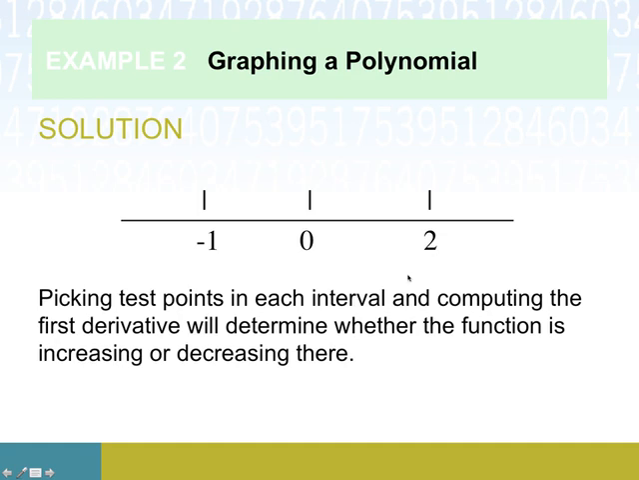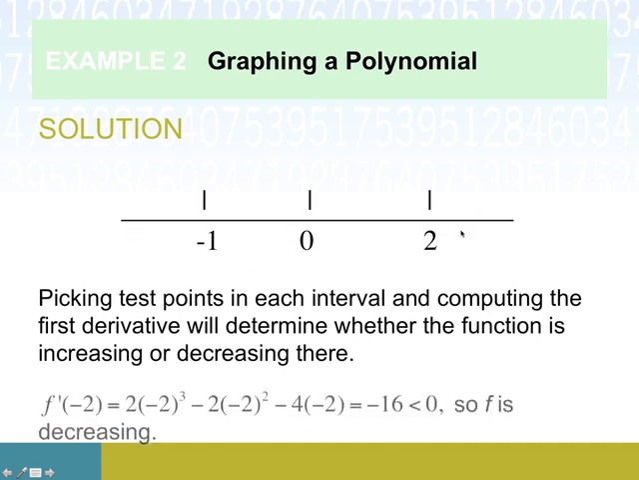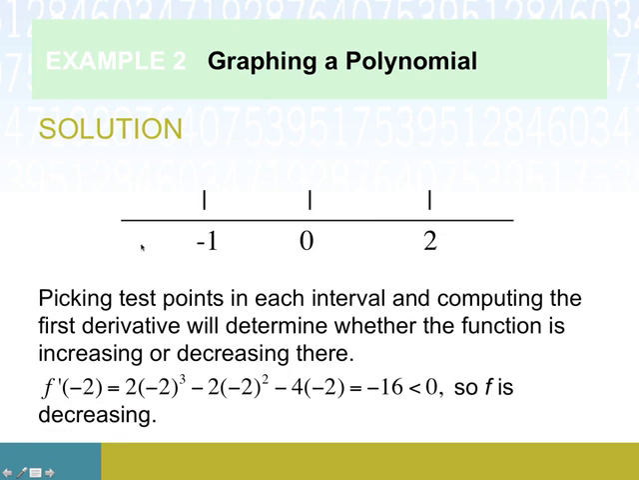Okay, test points. We have 1, 2, 3, 4 regions to work with. We can pick anything, but I'll pick -2 just because it's in this leftmost region. It's definitely less than -1, but you could have picked anything over here. All I really care about is the fact that it's a negative number. So that means that f is decreasing in that region.